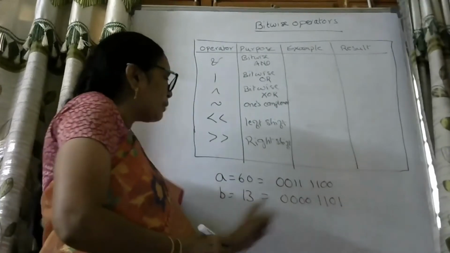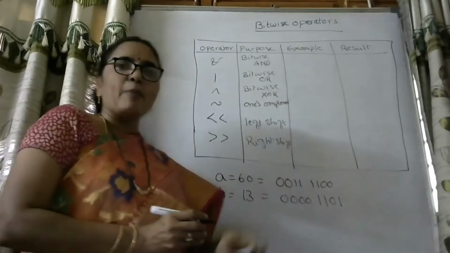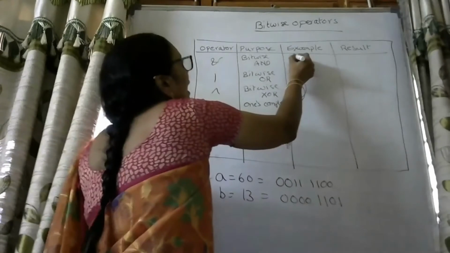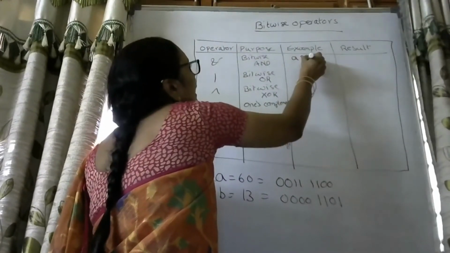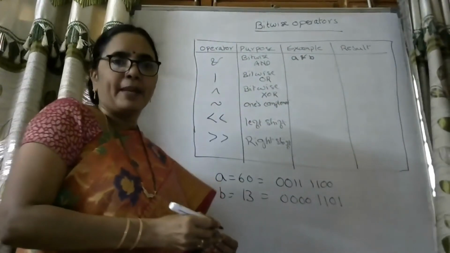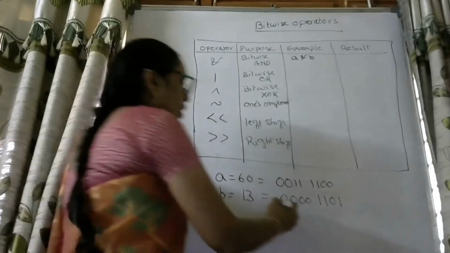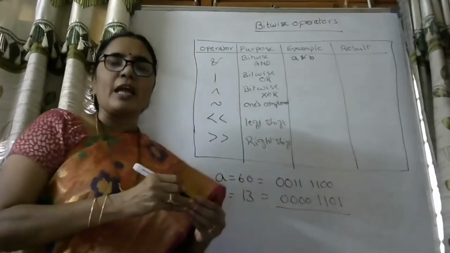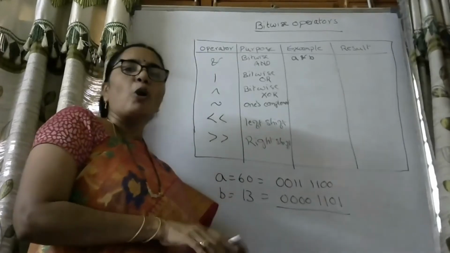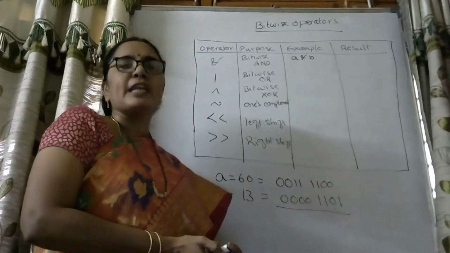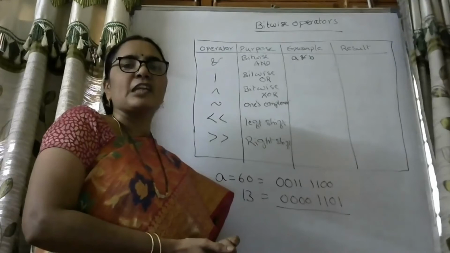So let me do the computation here and write B, the result. A and B. So here, as I said, the AND rule is the same. When both its operands are 1, the result will be 1. Otherwise, the result will be 0.